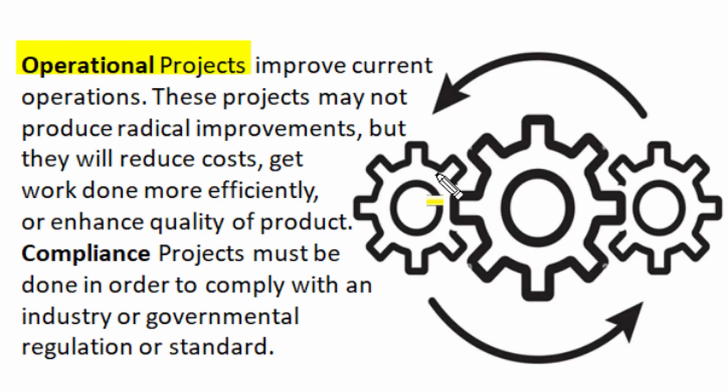Operational projects are some sort of improvement in current operational conditions of an organization, and such operational projects may not produce radical improvement as that is possible by strategic projects, but they will definitely reduce cost of production, get the work done more efficiently. They may enhance the quality of product. So for efficient and economic better quality production, organizations undertake operational projects.